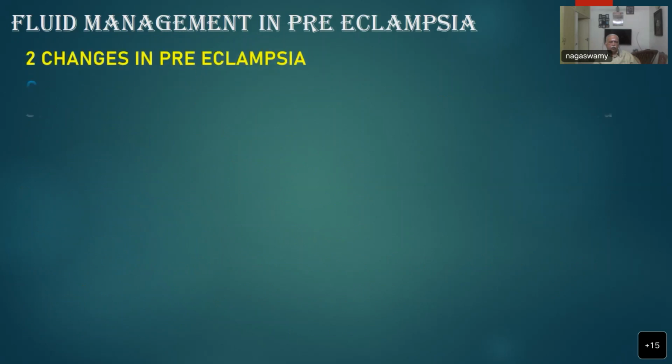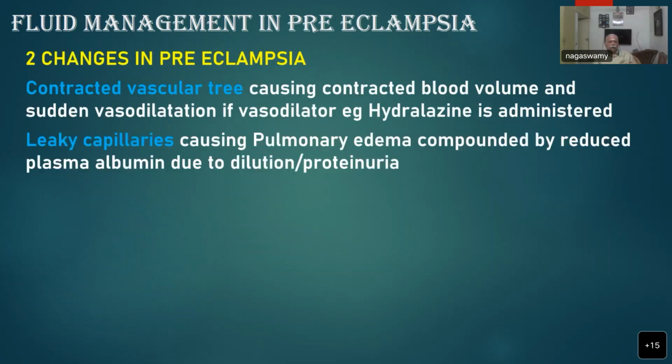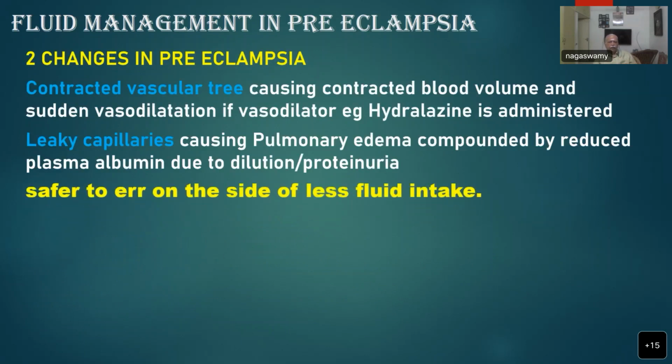There are two changes in preeclampsia. They have a contracted vascular tree causing a contracted blood volume, and sudden vasodilatation if a vasodilator like hydralazine is administered. And they have leaky capillaries causing pulmonary edema, compounded by reduced plasma albumin due to dilution or proteinuria. So it is safer to err on the side of less fluid intake in these patients.